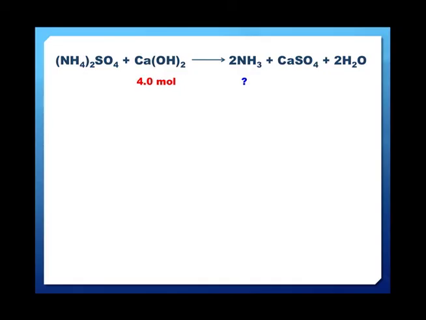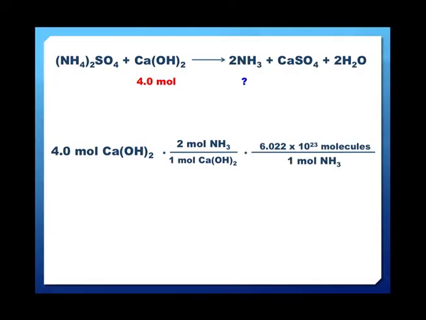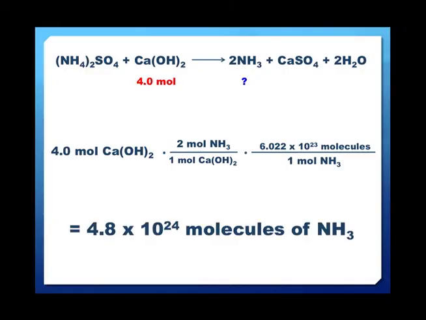Once again, multiplying by the correct stoichiometric factor, which we know from the balanced equation will be 2 to 1, and then multiplying by Avogadro's number, we should get 4.8 times 10 to the 24 ammonia molecules, a very large number indeed.